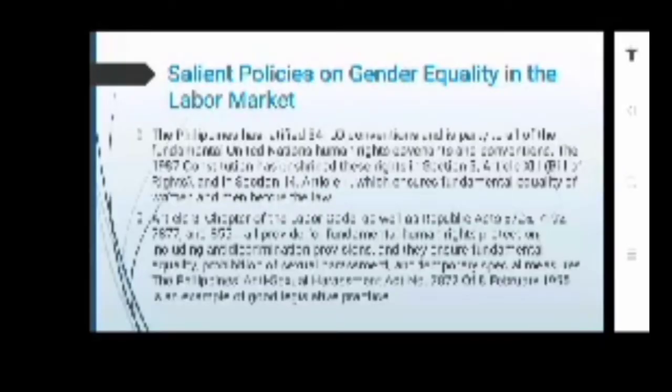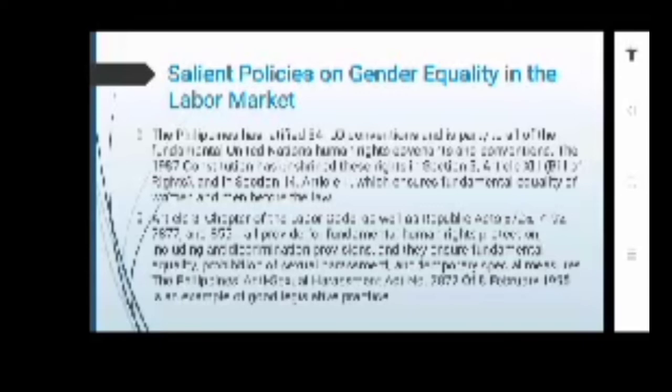Silent politics of gender equality in the labor market. The Philippines has ratified 34 ILO Conventions and is party to all of the fundamental United Nations Human Rights Covenants and Conventions. The 1987 Constitution has enshrined this right in Section 3, Article 13, Bill of Rights, and in Section 14, Article 2, which ensures fundamental equality of women and men before the law.